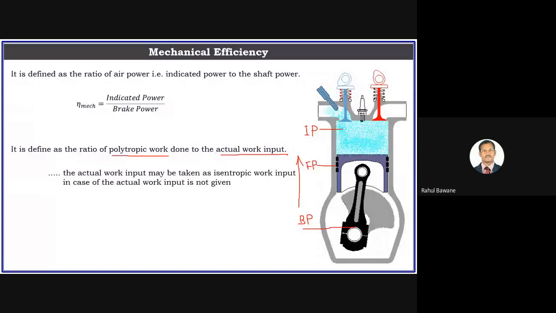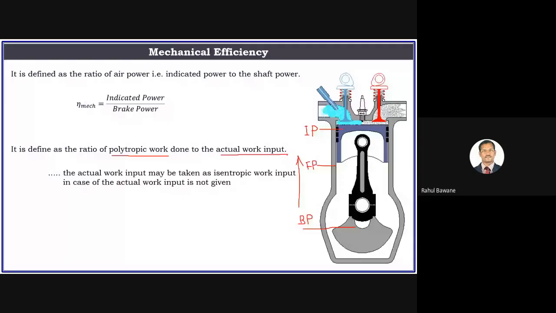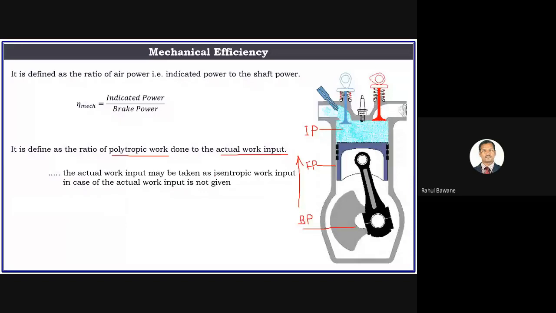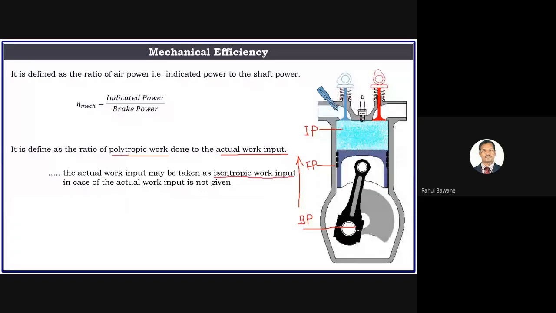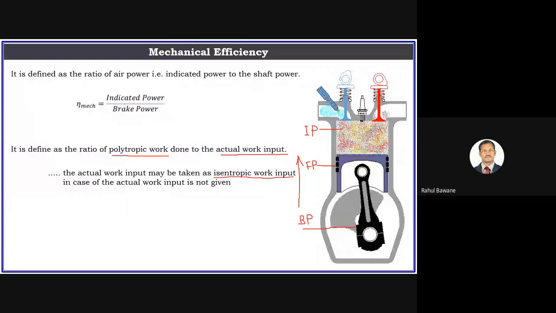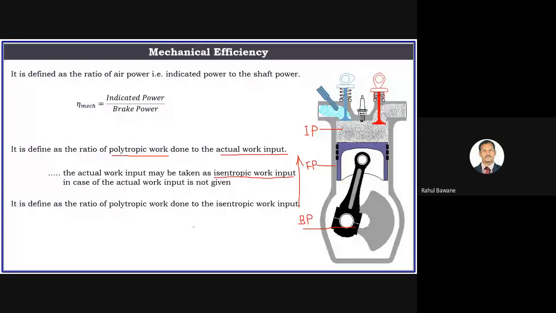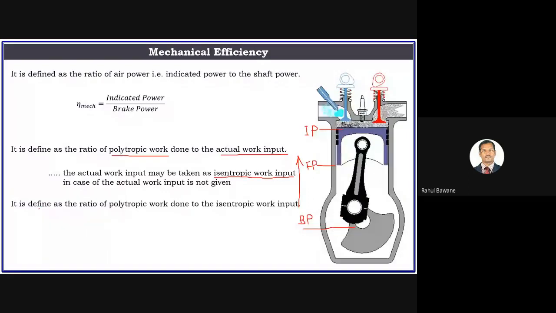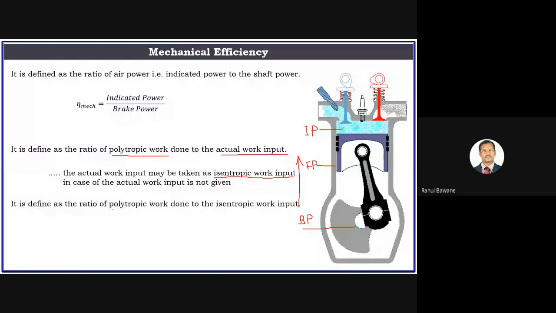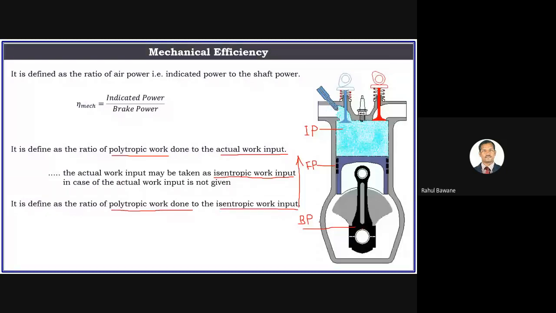But many times the electric motor work input or prime mover work input is not given. In that case, what we consider is the isentropic work done, since isentropic is the highest work required. So isentropic work done is considered as the input to the compressor. So in that case, our definition can be revised: mechanical efficiency is defined as the ratio of polytropic work done to the isentropic work done.